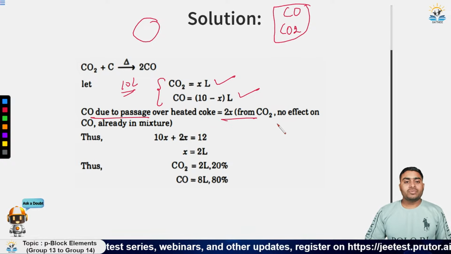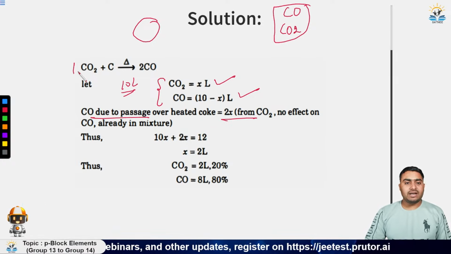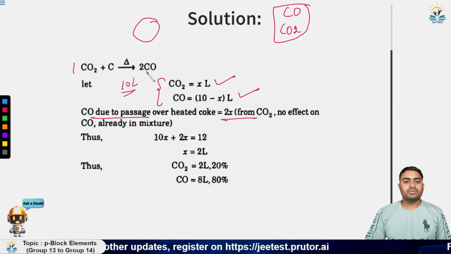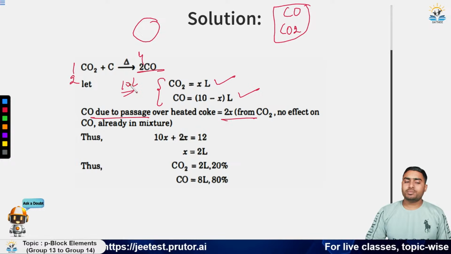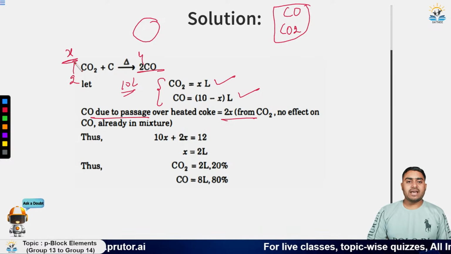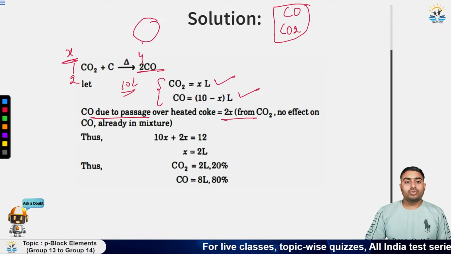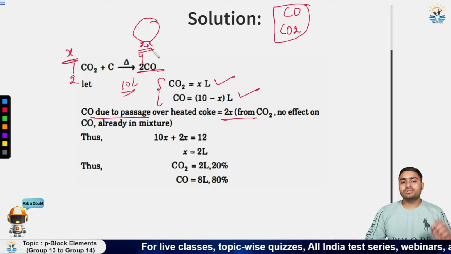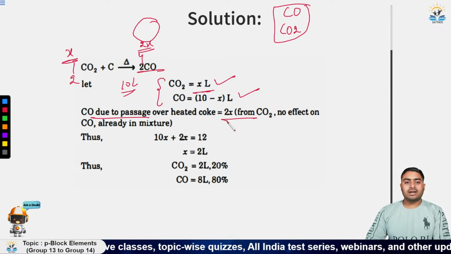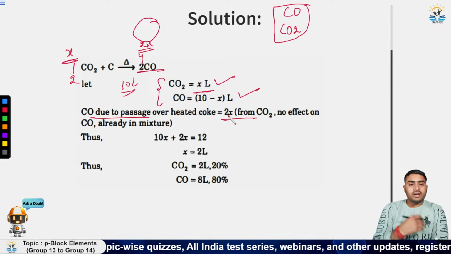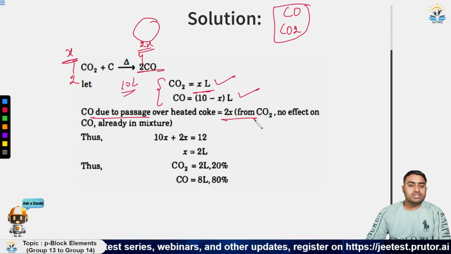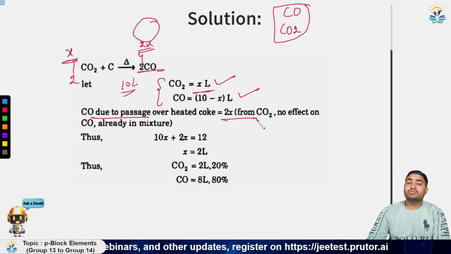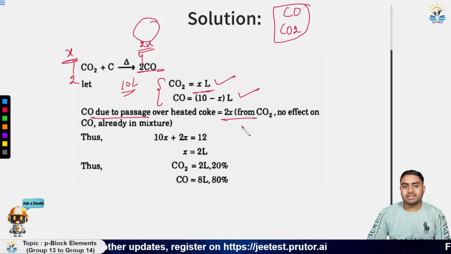From CO2, because if we are taking 1 mole of CO2, we are getting 2 mole of CO. If we are taking 2 mole of CO2, we are getting 4 mole of CO. If we are taking x mole of CO2, we are getting 2x mole of CO. So x liter will convert itself into 2x of CO. So 2x we are getting from CO2, no effect on CO because CO is already in the mixture.